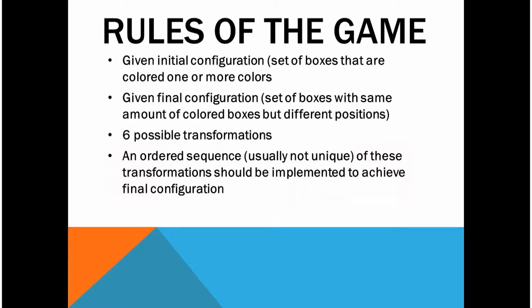You are given an initial configuration, which is going to be a set of boxes that are colored with one or more different colors. You're then also going to be given a final configuration, which is the same set of boxes, with the same amount of colored boxes, but in different positions. There are six possible transformations you're able to do to these boxes, and you end up with an ordered sequence, which is usually not going to be unique. There are multiple paths that you could take of those transformations that should be implemented to achieve the final configuration.